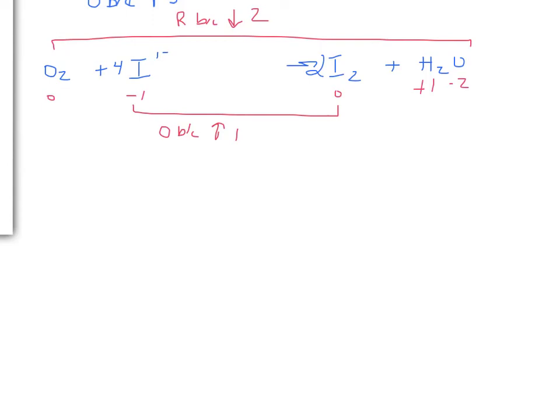I'm under basic conditions, so to balance the oxygens, I'll need to add another water. I'll indicate that with a 2. And I'll need to add 4 H pluses to the left side to balance my hydrogens. Now to change it to basic, I add 4 hydroxides to each side. This simplifies down into 4 waters. However, 2 waters are spectating.